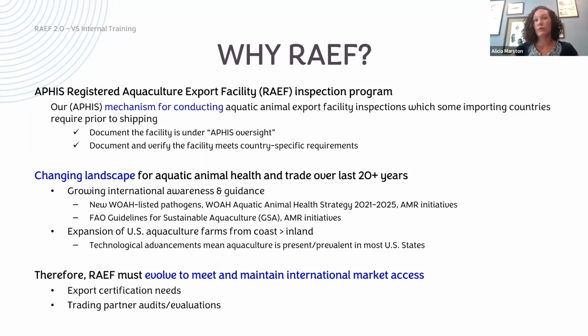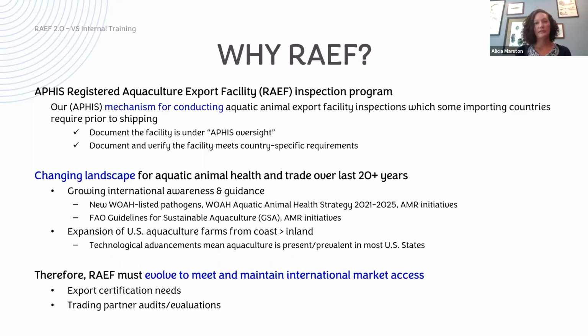And this program is our APHIS mechanism for conducting aquatic animal facility inspections, and that have to meet some level of requirements in order to go to a certain country. So the RAEF program is intended to document that the facility is under APHIS oversight, which is required by some of our trading partners, and also to document and verify that the facility meets country-specific requirements. So this is strictly a trade-related facility inspection that we're doing, and so that's why we're focusing on the country-specific requirements.